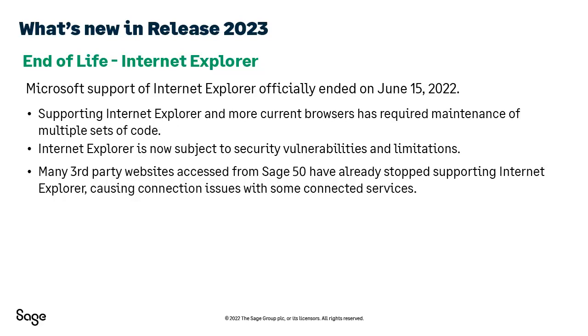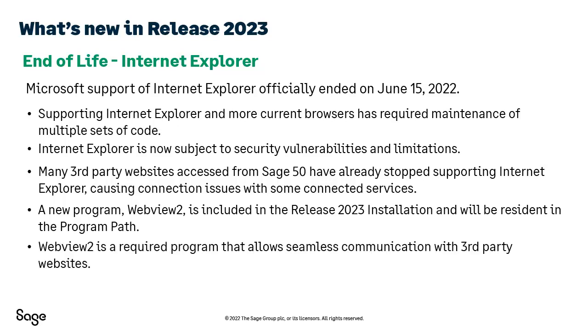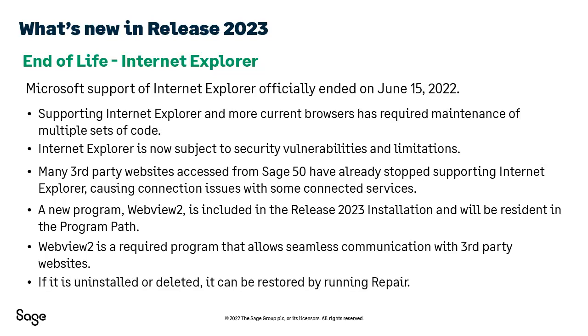By removing the extra code and support for Internet Explorer, Sage 50 has been simplified and streamlined. This makes the Sage 50 software more secure. As part of this process, a new program called WebView 2 is now included in the Release 2023 installation and will be resident in the program path. WebView 2 is a required program that allows seamless communication with third-party websites accessed from Sage 50. If it is inadvertently uninstalled or deleted, it can be restored by running repair.